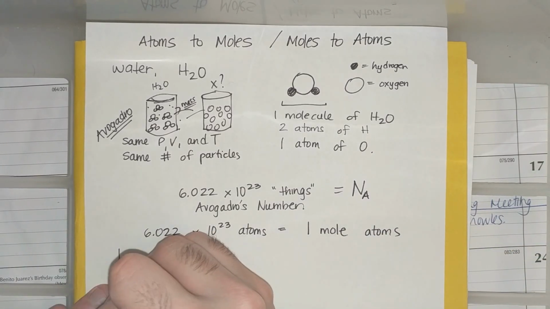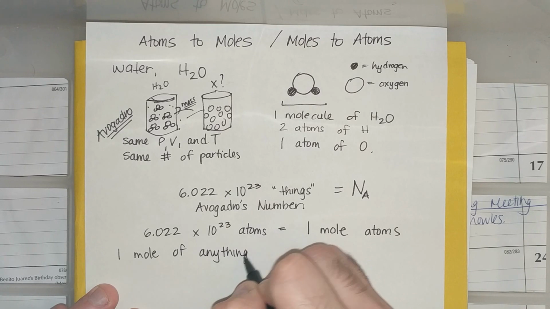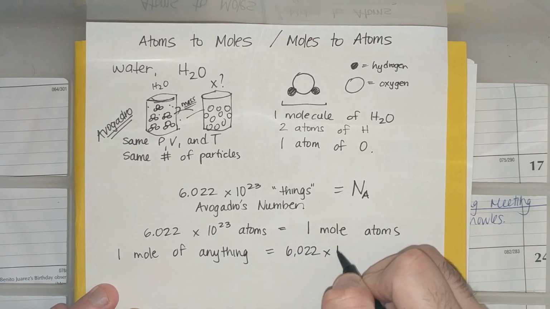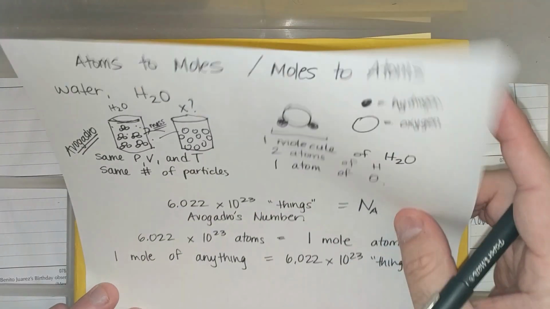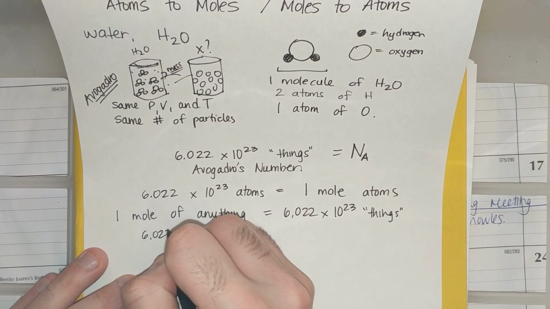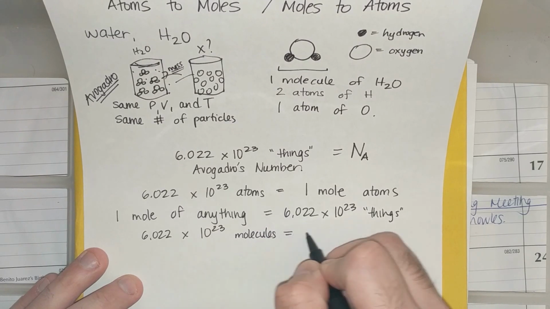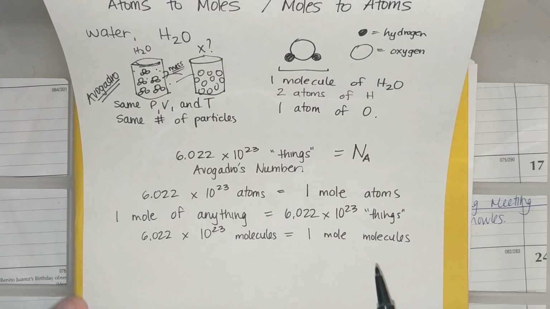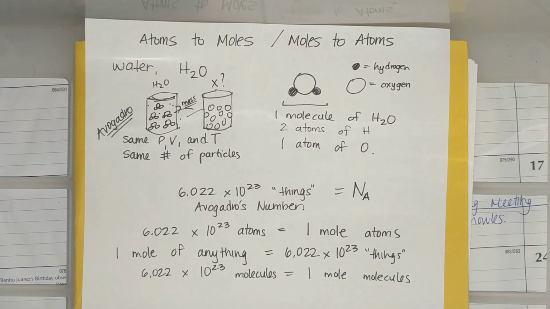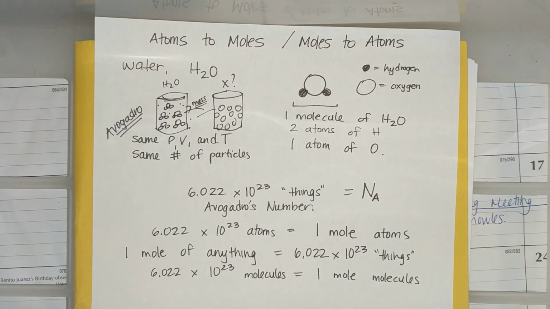So 1 mole of anything is equal to 6.022 times 10 to the 23rd things, or anythings. And I could use any word here. If I have 6.022 times 10 to the 23rd molecules, I have 1 mole of molecules. All right, so this was our new number to represent the number of things. So we had to relate how many atoms or molecules there are to Avogadro's number because it was a number that was constant for all this matter.